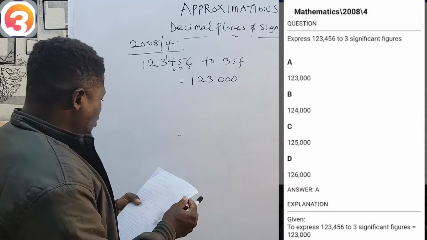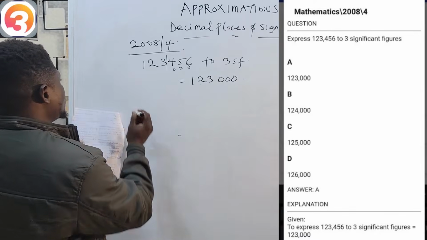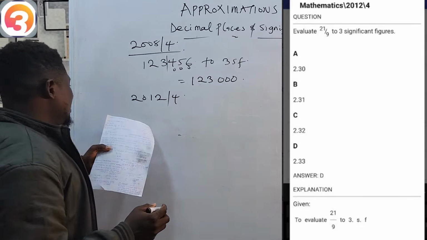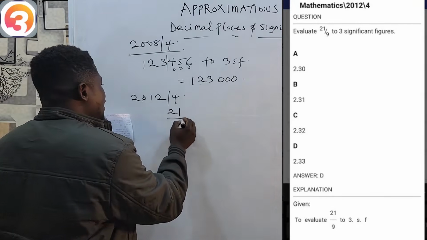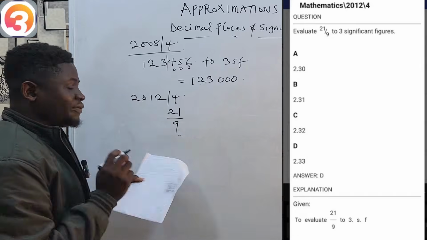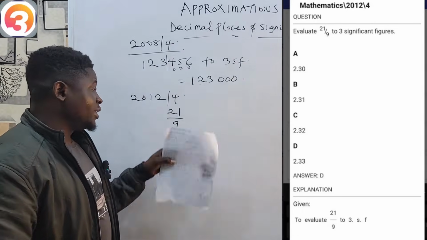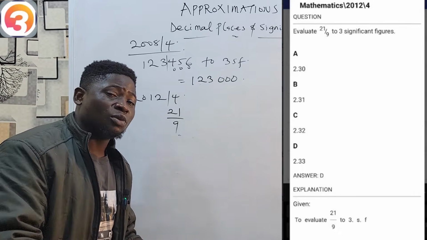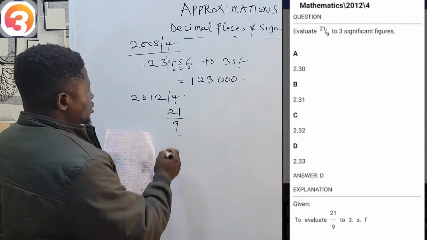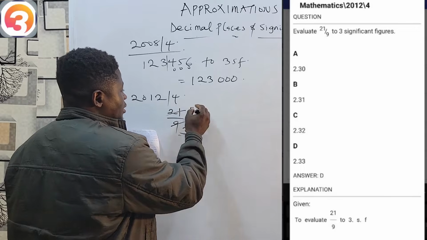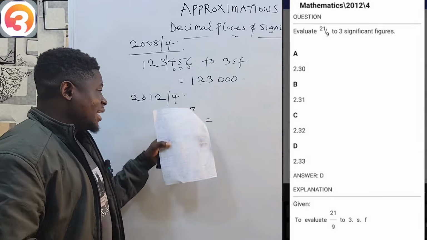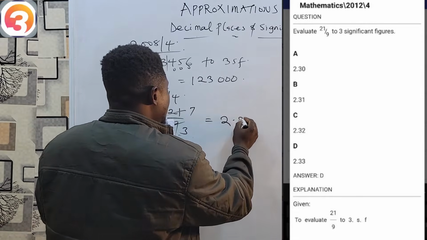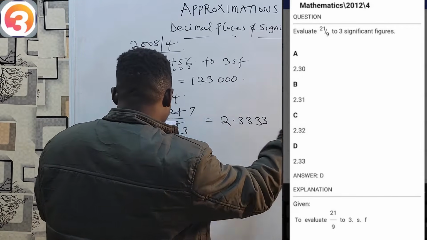Now let's go to another one. This is a 2012 question, number 4. They said evaluate 21 over 9 to 3 significant figures. So that means they're expecting us to do this division. Then the result, we approximate to 3 significant figures. How many times can 3 go into 7? That will be 2 times point 3, 3, 3, 3. I think it continues.